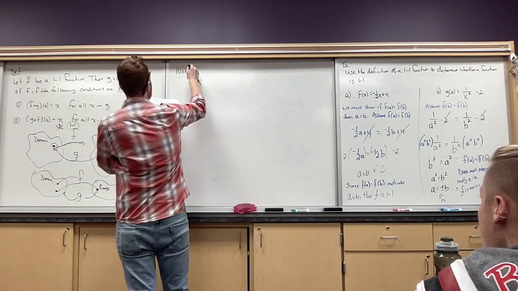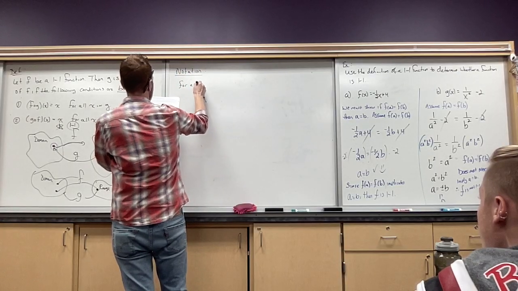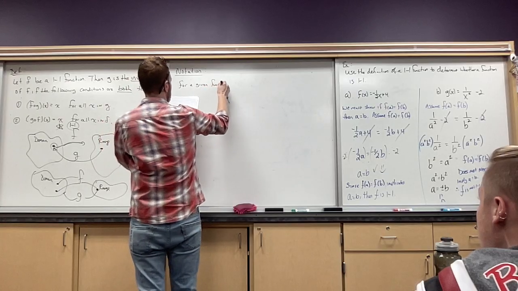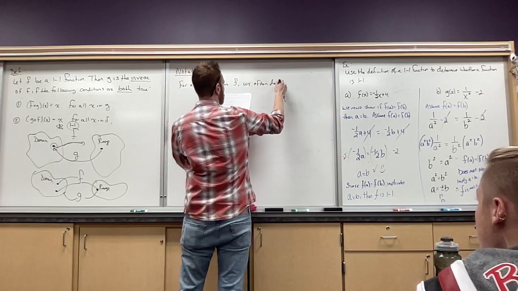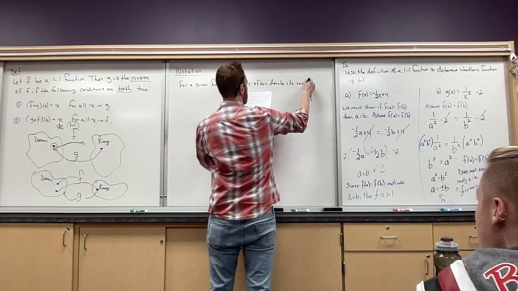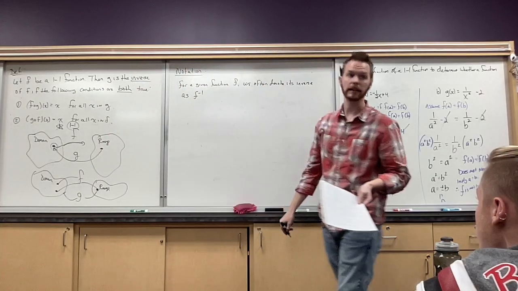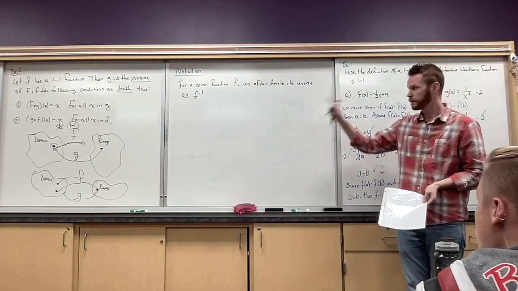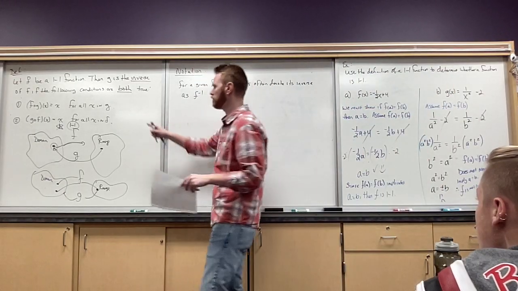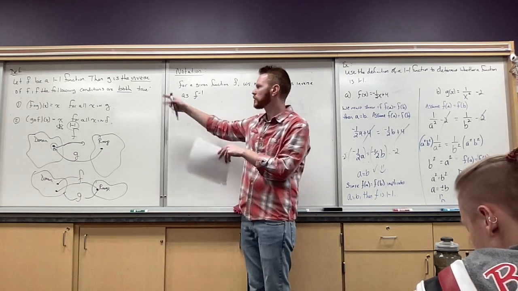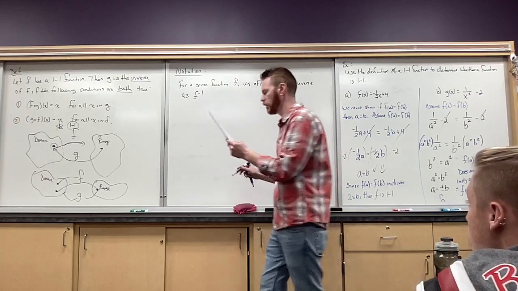So notation. Okay. So for a given function f, we often denote its inverse as f to the negative 1 power, okay? So if you see that notation with a function symbol, we're talking about its inverse. That's why I didn't put it over there. I just said g was the inverse, but now we're going to introduce the symbol. So instead of using g, I'm going to use f to the negative 1.